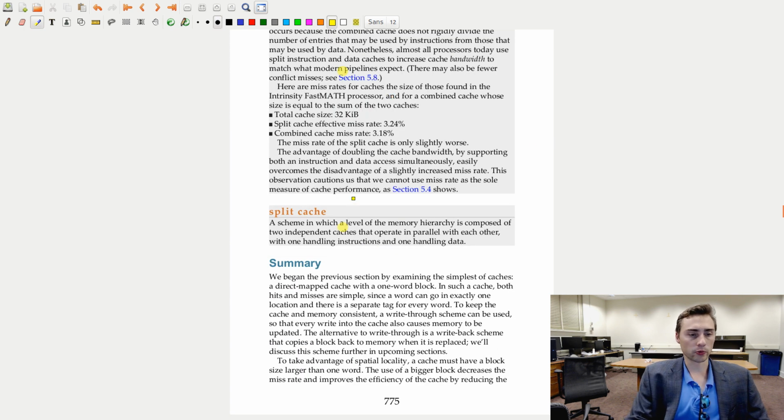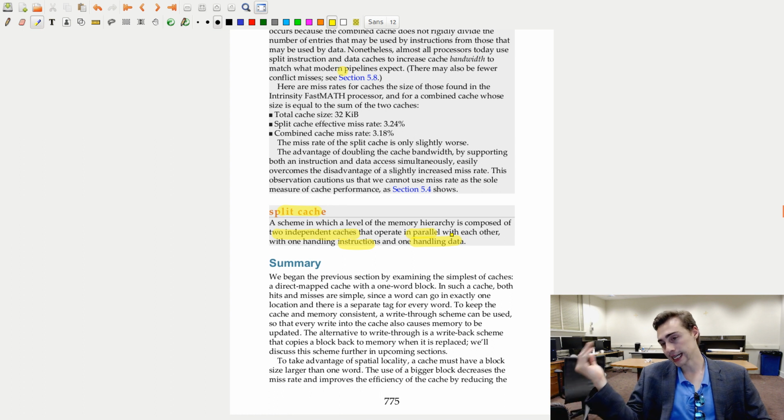So what's a split cache? We haven't talked about a split cache yet. It's a scheme in which a level of the memory hierarchy is composed of two independent caches that operate in parallel to each other, with one handling instructions and one handling data. So this is the idea of having an instruction cache and a data cache.